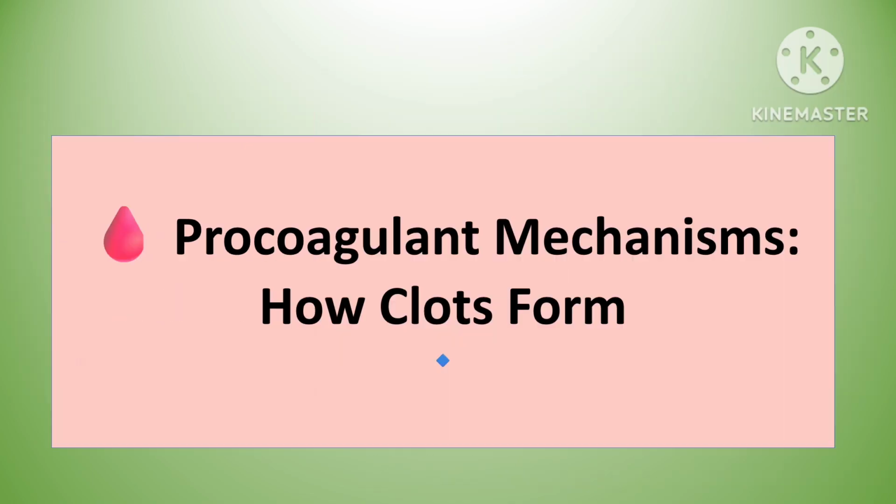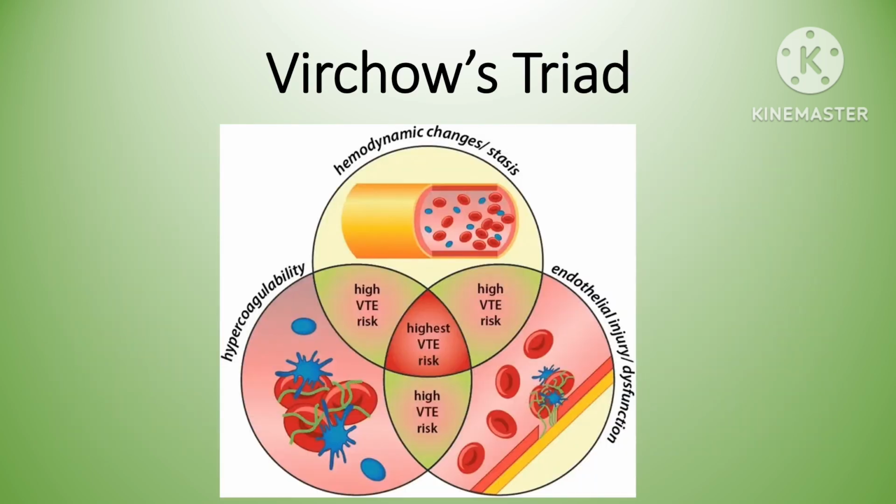Blood flows smoothly through our vessels, delivering oxygen and nutrients to every part of the body. But sometimes the delicate balance is disrupted, leading to the formation of a blood clot or thrombus. But how does a clot form?